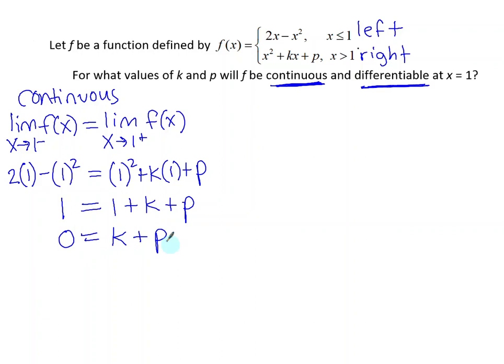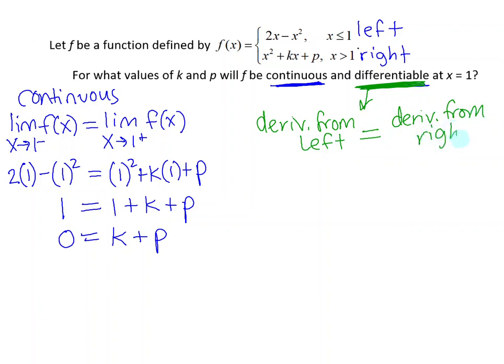Now notice we've neither solved for k nor p, so we need something else to help us figure out k and p. Let's take a look at the other part of the story. The function must be differentiable. To be differentiable, that means the derivative from the left must equal the derivative from the right. So let's show the notation to do that.